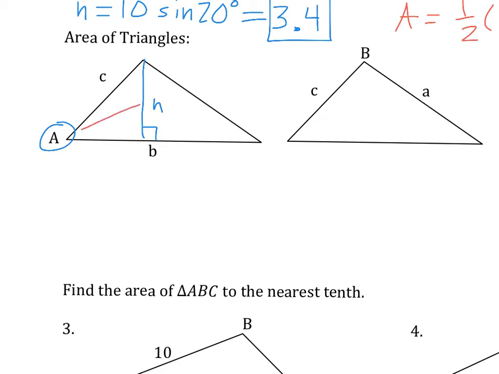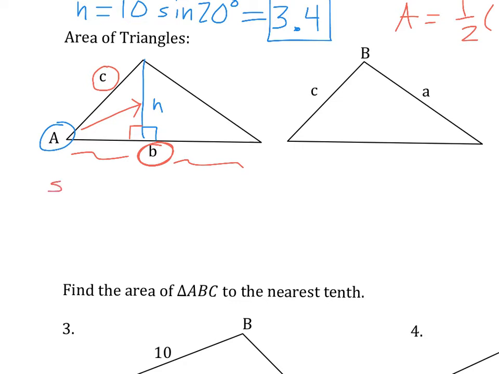So we want the side opposite of A. We have the hypotenuse of this right triangle. We can't use B because notice we've cut B into 2 sections. So even though the B is labeled, we're not going to use that to find the height.